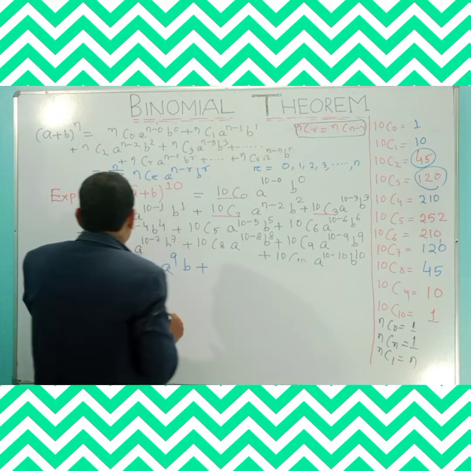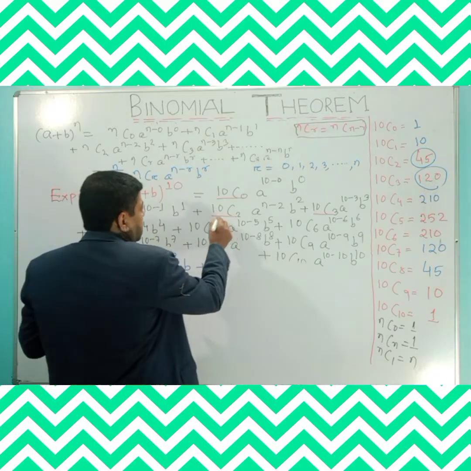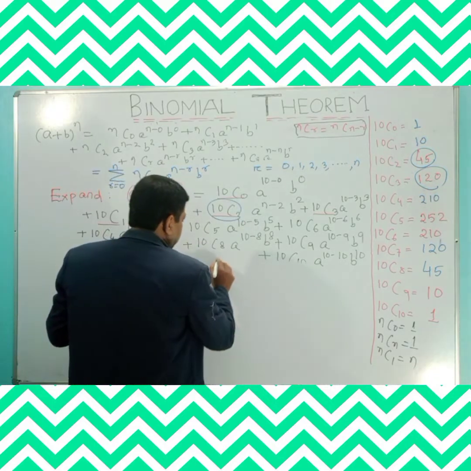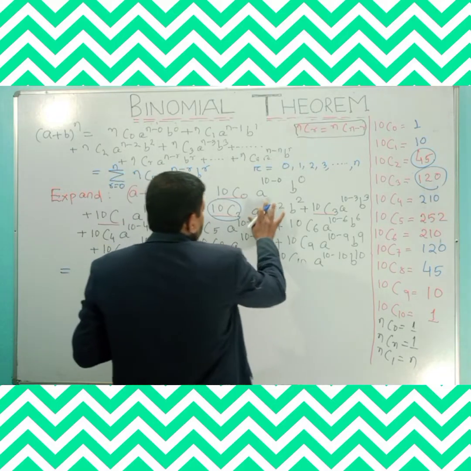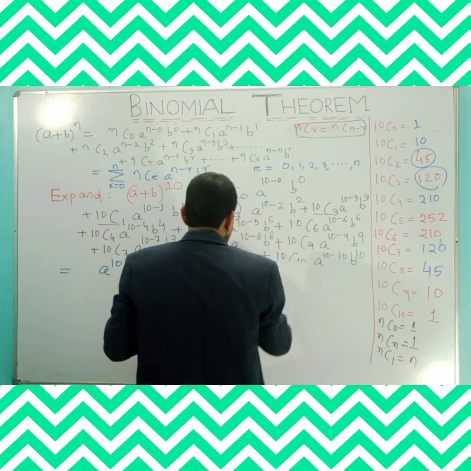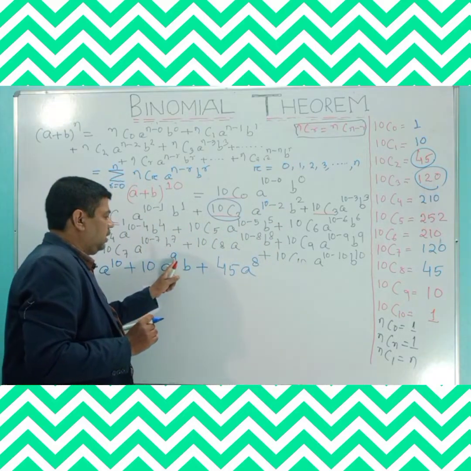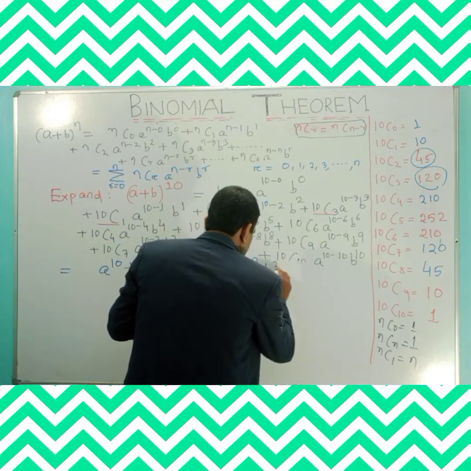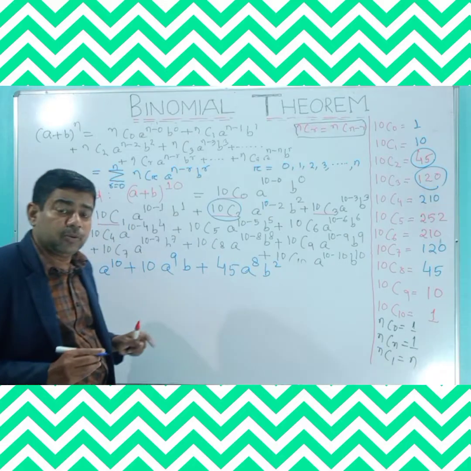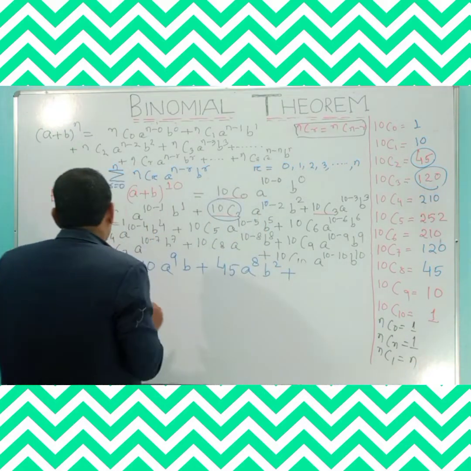Then after 10C1, 10C2. And what is the value of 10C2? The 10C2 value is 45. And a to the power what? In place of n we can write 10; 10 minus 2 is 8. You see, a to the power 10, a to the power 9, and a to the power will be 8, and b to the power what? It will be 2. Similarly, plus.